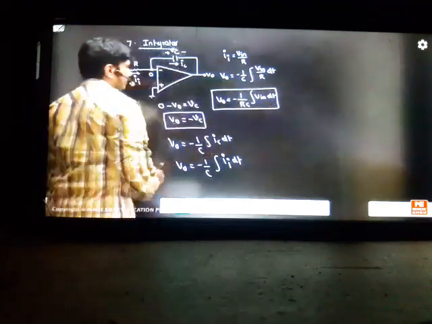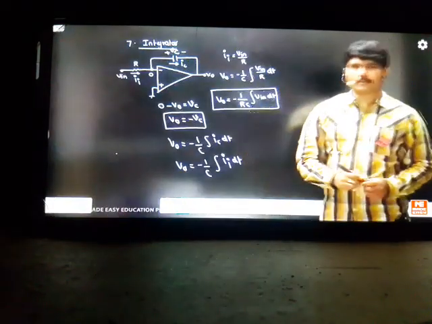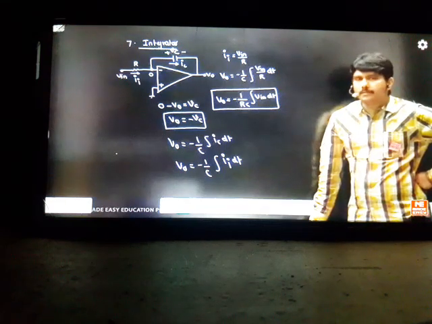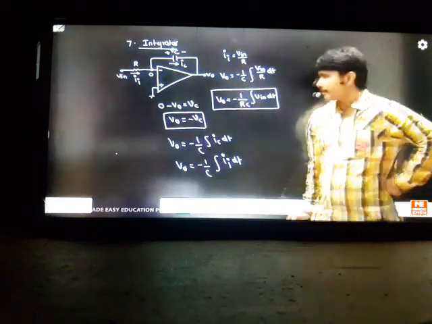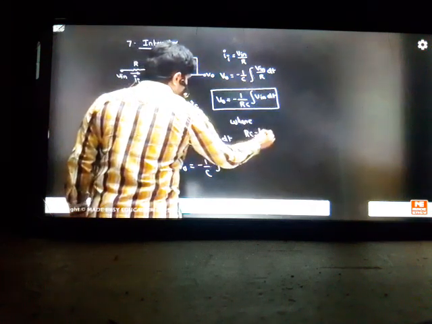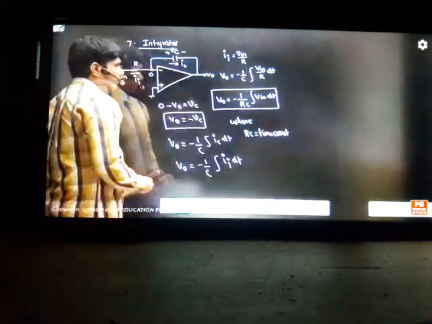So this is actually the integrator concept. Your output is proportional to the integration of the input. It's an inverting integrator, because inverting integrators are what we generally use most of the time, so we have a negative sign. This RC becomes the time constant. Where RC is called the time constant. RC we are calling as a time constant.